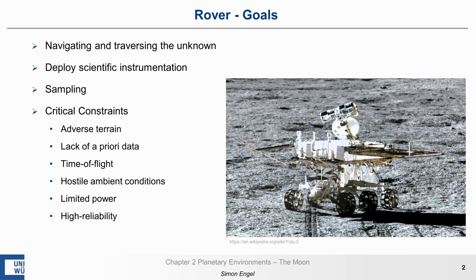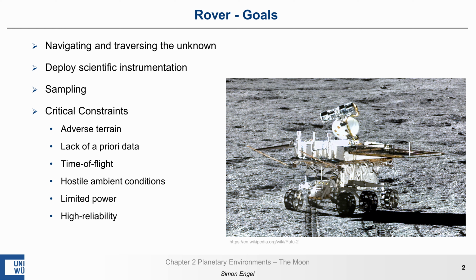So first of all, the primary goal of the rover is to navigate and traverse unknown and also hostile terrain while deploying scientific instrumentation for acquiring samples. And these samples can not only be images or videos, but also collecting rocks or drilling holes.